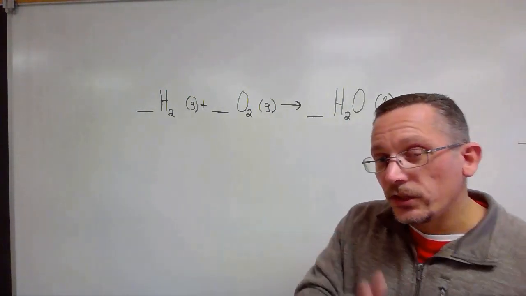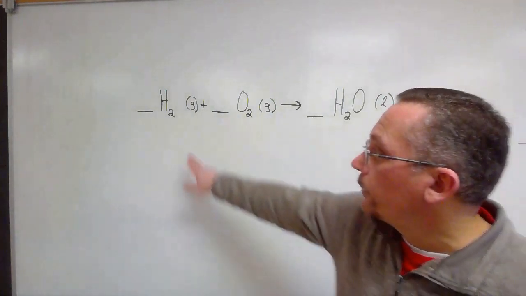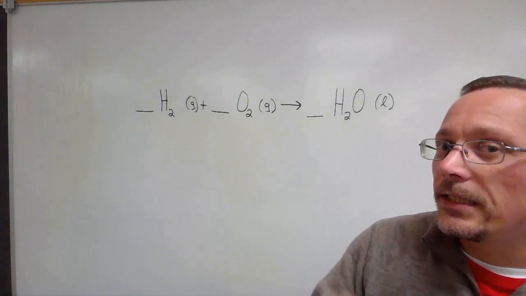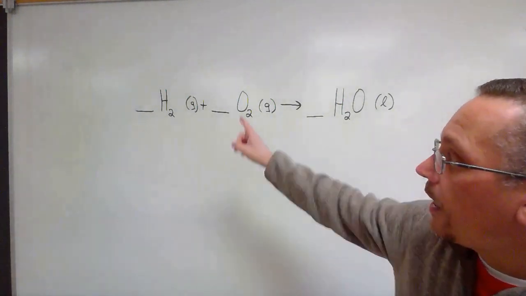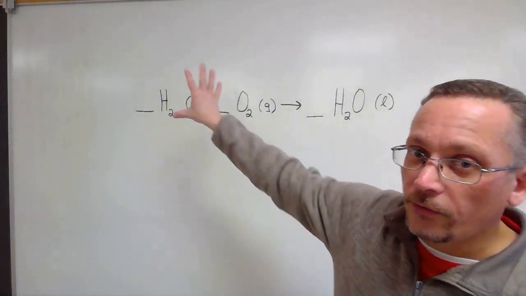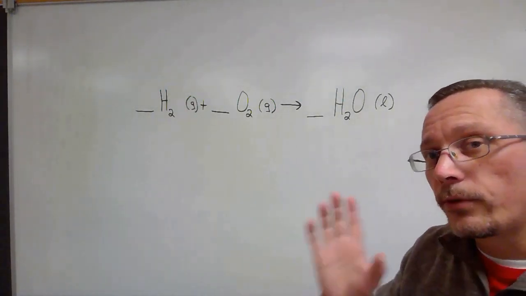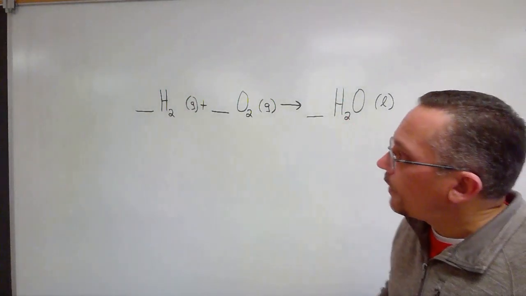So if we look at each different kind of atom, here we've got hydrogen atoms and we have oxygen atoms. Every single one that we started with on the reactant side should also be present on the product side. So let's look at them real quick.